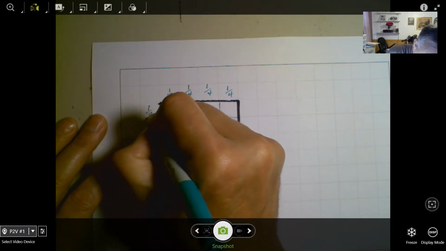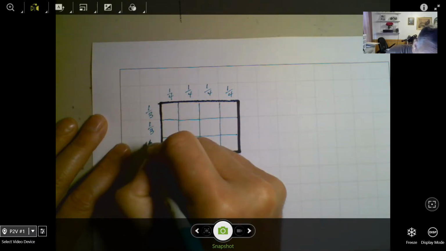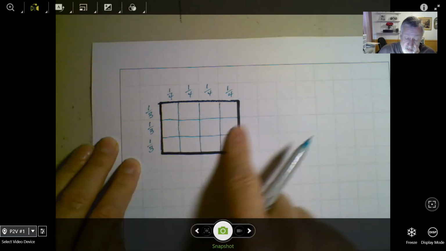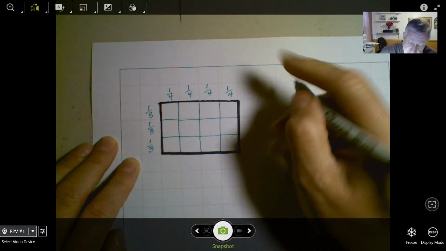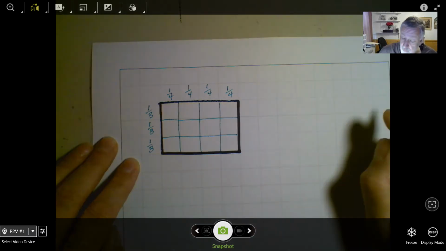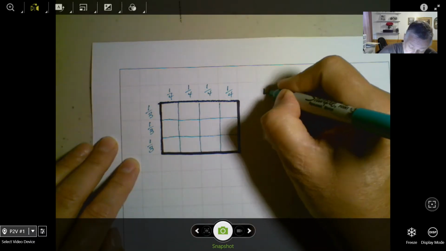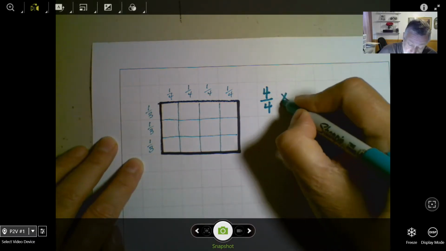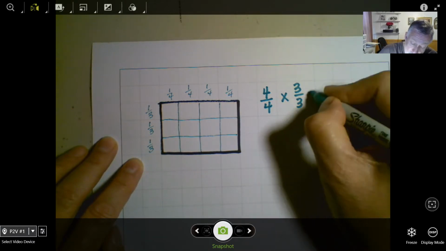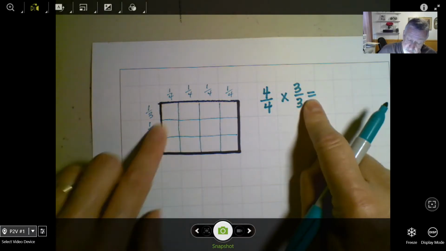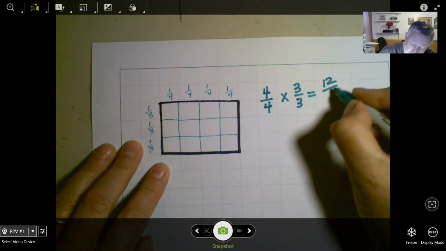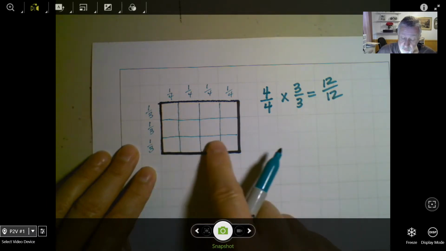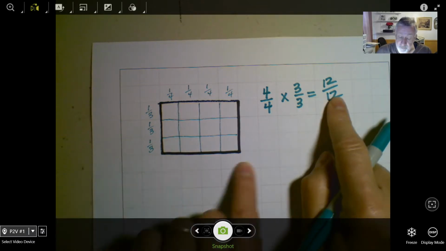So 1/3, 1/3, 1/3. Now we've divided into fourths and thirds. So the total size of this, if we say going across is 1 whole, and 1 whole is 4/4, and going down, we have thirds. The total size of this piece here is 12 twelfths. 1, 2, 3, 4, 5, 6, 7, 8, 9, 10, 11, 12. There are 12 pieces total. 12 out of 12 makes 1 whole.